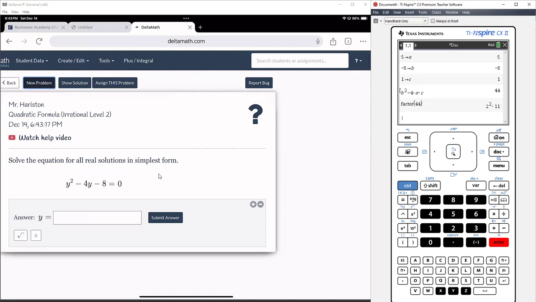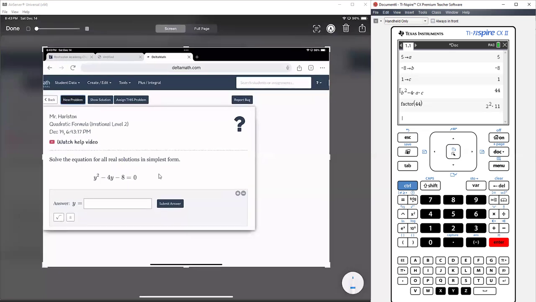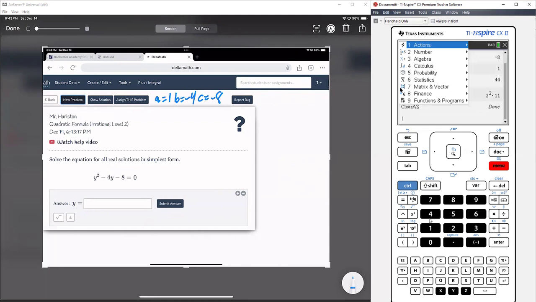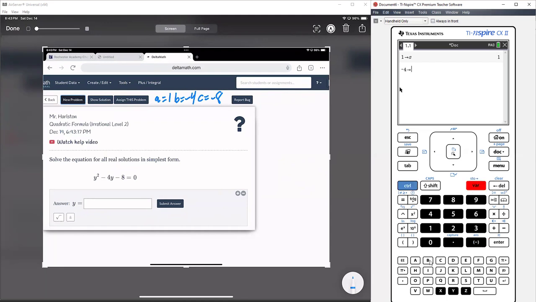Yeah, here's one. So we got y squared minus 4y minus 8. Let me take a picture. There we go. So the A value is 1, the B value is -4, and the C value is -8. I'm going to get rid of this, menu 14, and then menu 15, and we're going to store. We're going to start with 1. We're going to store that into A, bam. Then we're going to store -4 into B, bam. And then we're going to do -8 into C.